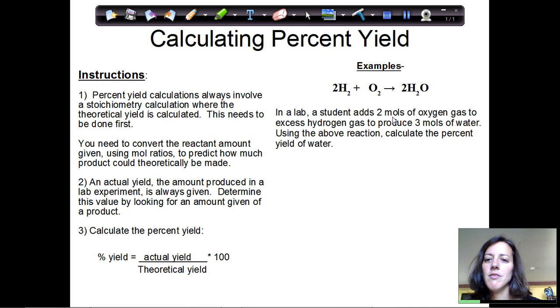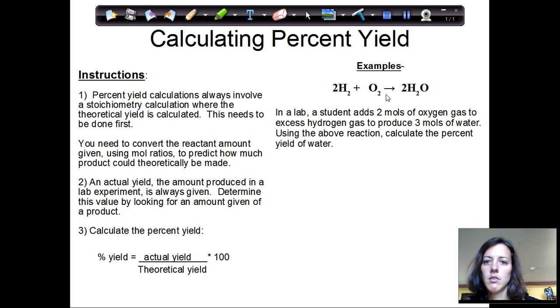So the way to figure that out is that one of these numbers is always going to be on the reactant side. That's what went into the beaker or went into the test tube to make the product. The other number is always going to be one of the products. So the number that's one of the products, on the right hand side of the reaction, is the actual yield. So let's look. We have 2 moles of oxygen.